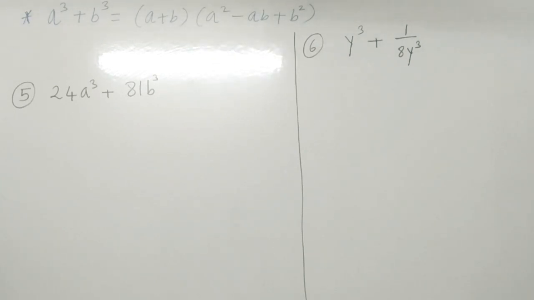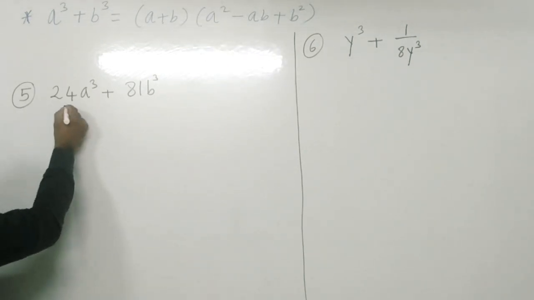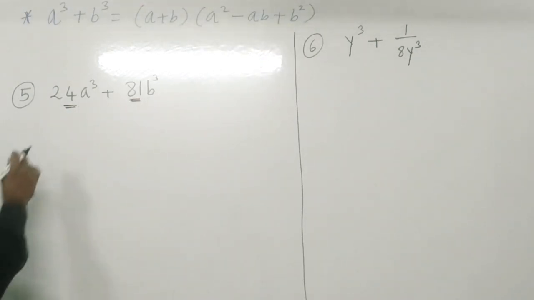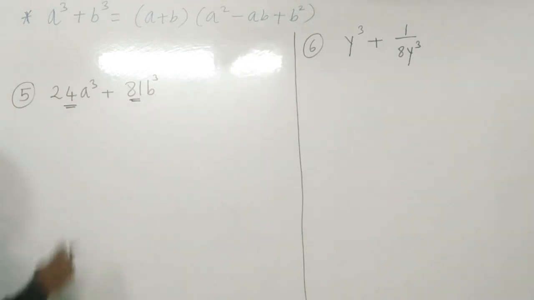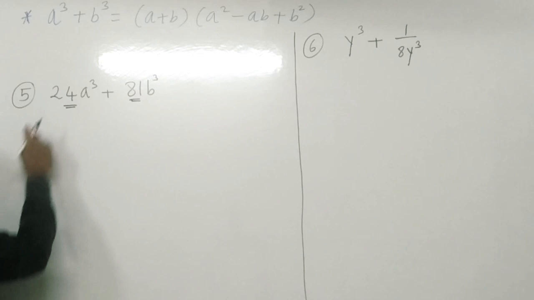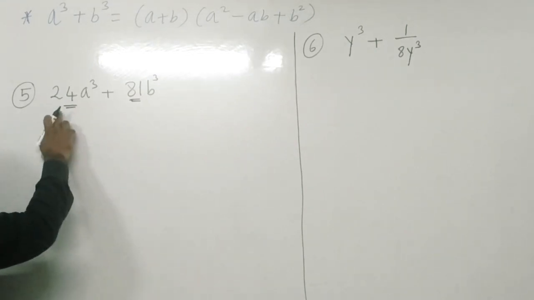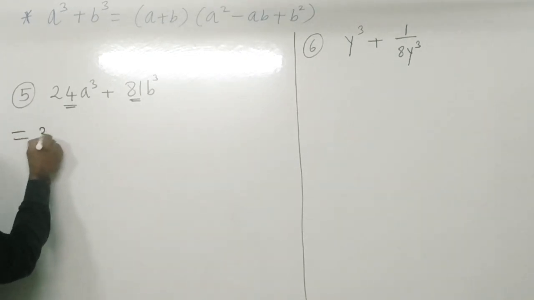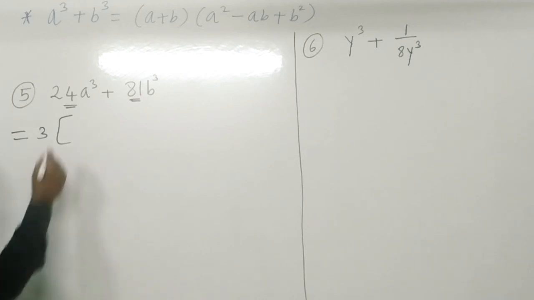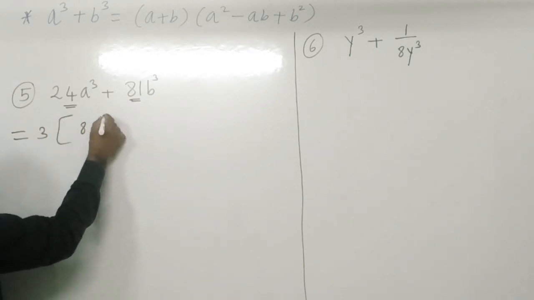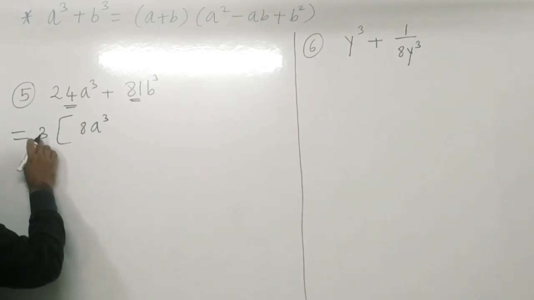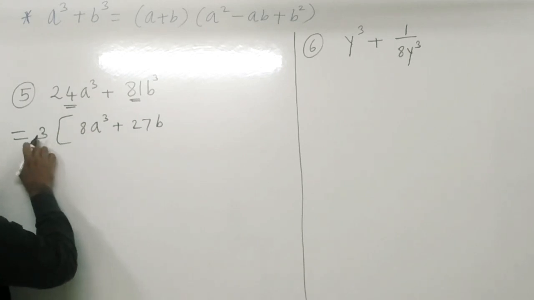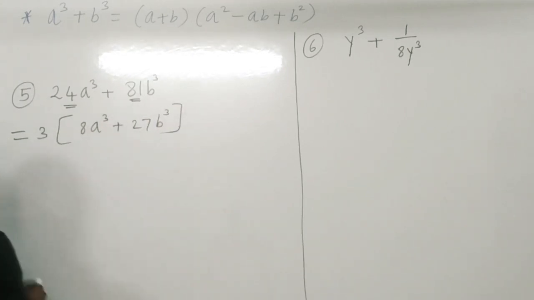24a cube plus 81b cube. 24 and 81 are not perfect cubes. So we should take a common term from both the numbers. The common factor for both the numbers is 3. 8 3s are 24 and 27 3s are 81. So we can take 3 common outside the bracket. In the bracket will remain 8a cube, 8 3s are 24, plus 27b cube, 27 into 3 is 81b cube.